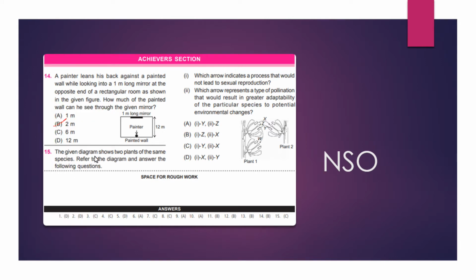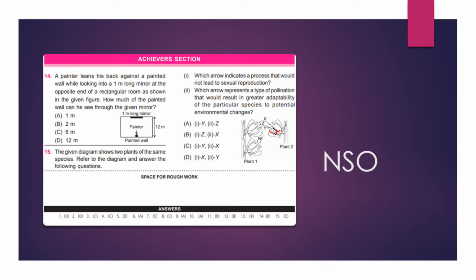The given diagram shows the plants of the same species. Refer to the diagram and answer the following questions. Which arrow indicates a process that would not lead to sexual reproduction? Pollination is the Y arrow. Stamen, pistil, you know this thing, right? It's there in your reproduction in plants chapter.